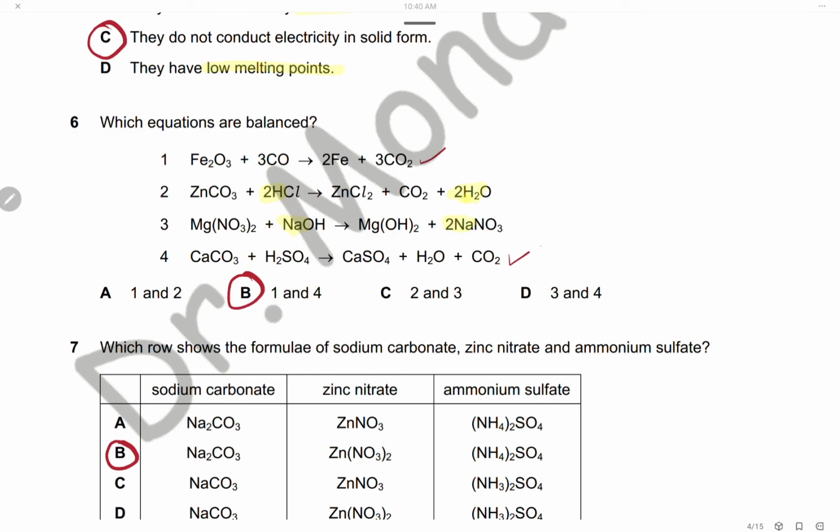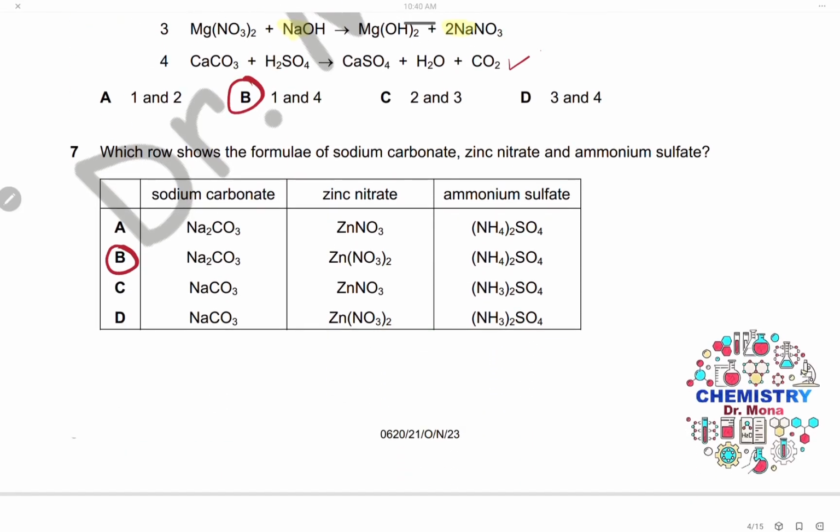Which equations are balanced? Here I check the balance for the 4 equations. Only equation 1 and equation 4 are correct. The balance in equation 2 is wrong because here we have only 2 hydrogen and here 4 hydrogen. Equation 3 is also wrong. Here we have 1 sodium and here we have 2 sodium. So only 1 and 4 are correct. The answer is B. Question 7.